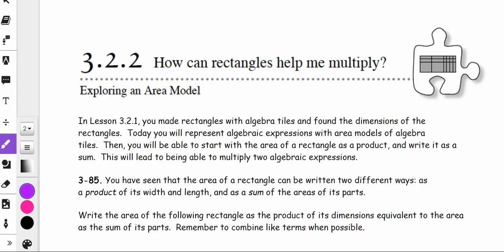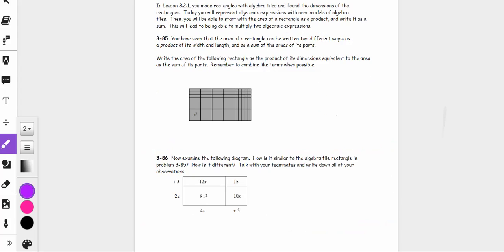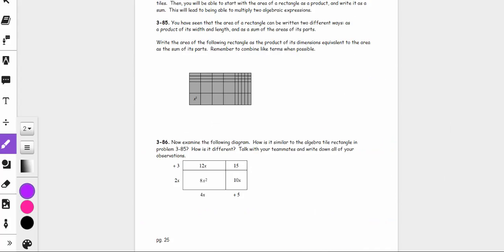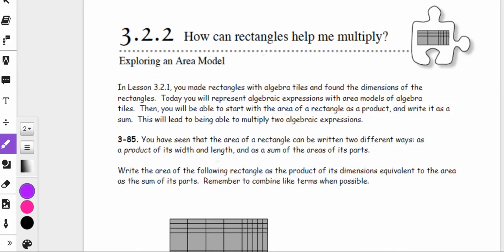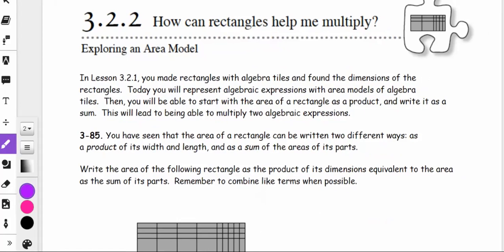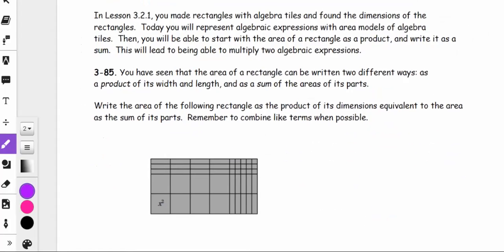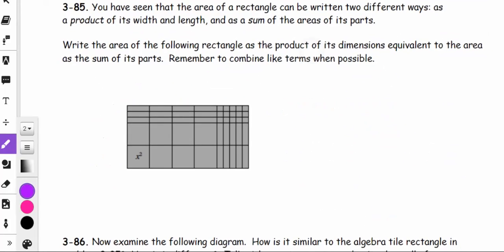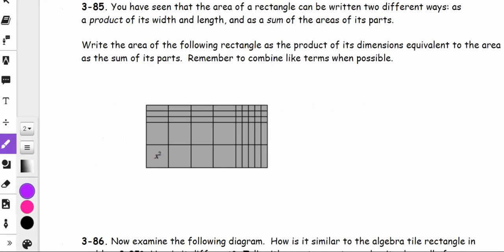So this video is for Integrated 1. This is chapter 3, page 25 to 26. On Friday, we were learning how to use algebra tiles to build rectangles. Here they have an example of one that they built, and they wanted us to find the areas of product and the areas of sum.